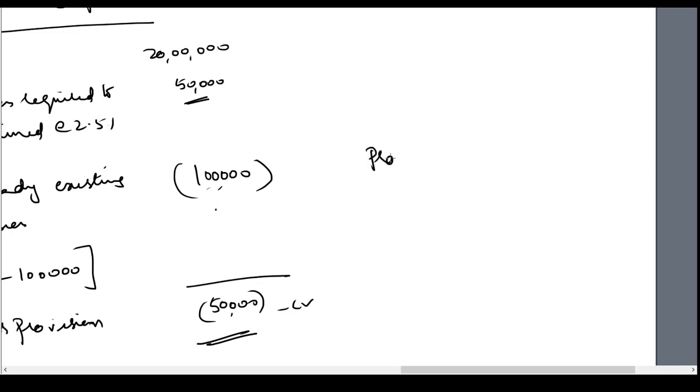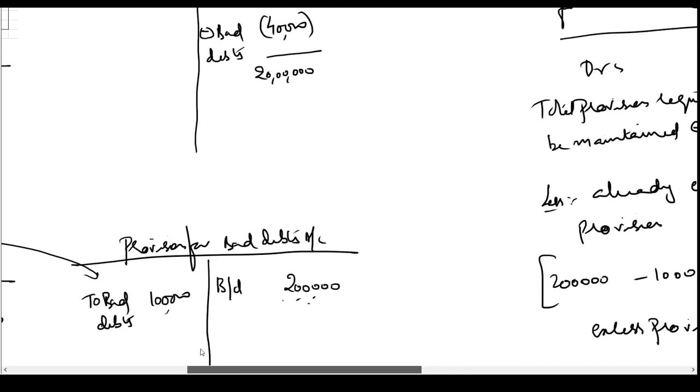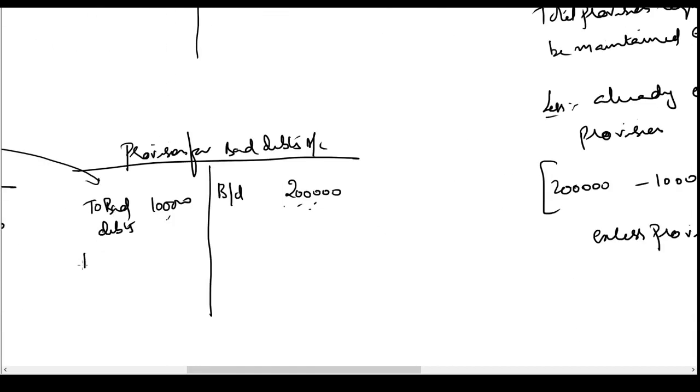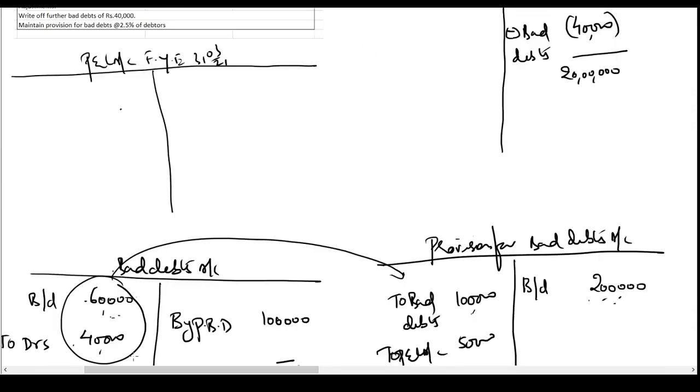So we'll pass the entry: provision for bad debts account debit to profit and loss account. So the excess provision has to be transferred back to the profit and loss account. So the provision for bad debts account will be debited. I'll write the entry to P&L account here, 50,000. In the P&L account, I'll write by provision for bad debts, 50,000. So the excess amount of provision for bad debts is not debited to the P&L account, it's transferred back to the P&L account.